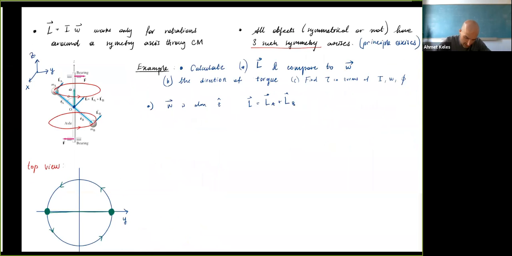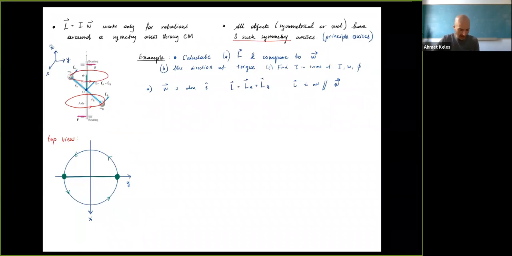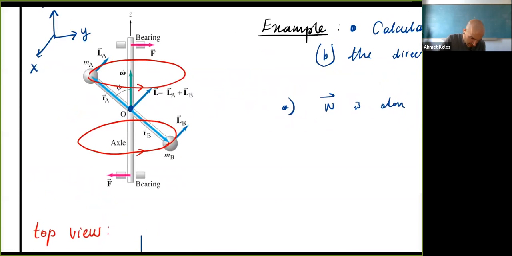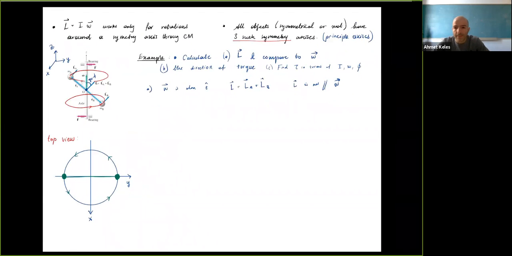So clearly, L is not parallel to omega. If you sum this and this, your L is going to be something with some angle here, which we can actually calculate too. If this is phi, this is going to be perpendicular, so this is 90 minus phi. That's the angle the angular momentum makes with omega.